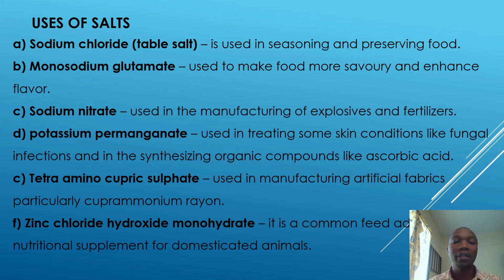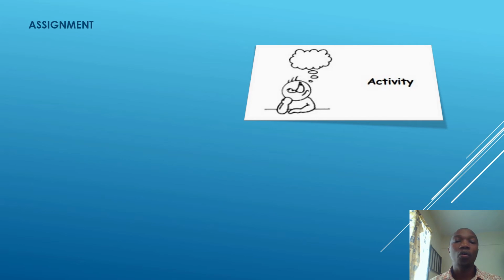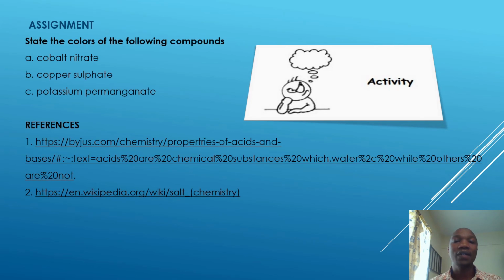We have the last one, zinc chloride hydroxide monohydrate, which is a common feed additive and nutritional supplement for domesticated animals. So you have an activity there that you are supposed to do: state the colors of the following compounds, that is copper nitrate, copper sulfate, potassium permanganate. Make sure you work out the colors for these compounds.